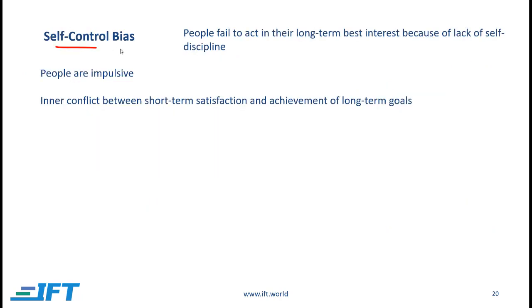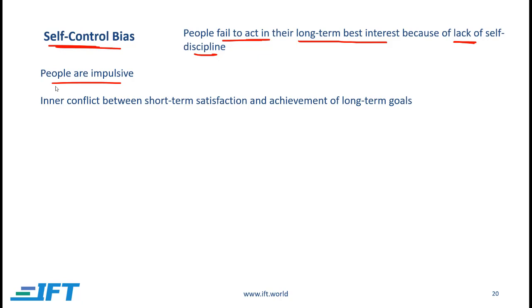Next, we have the self-control bias. Here, people fail to act in their long-term best interest because of lack of self-discipline or lack of self-control. So this should really be called the lack of self-control bias, but that would become too long. So this bias is simply called the self-control bias.